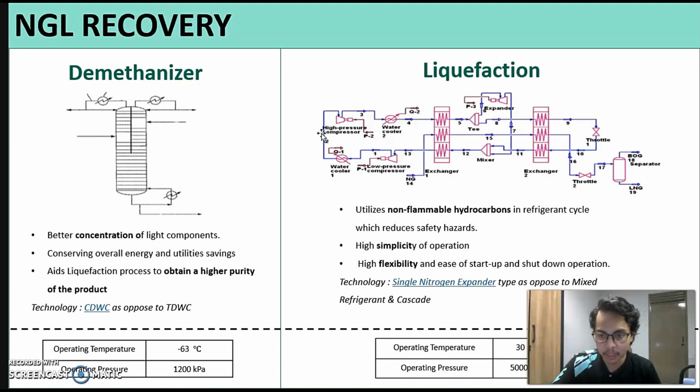And the next one is liquefaction, where we want to liquefy methane from vapor to liquid phase, and it must utilize non-flammable hydrocarbons in the refrigerant cycle, which will reduce safety hazards, with high simplicity and high flexibility to ease the startup and shutdown operation. The technology we have chosen is single nitrogen expander, compared to mixed refrigerant and cascade. And the operating temperature and pressure is 30 degrees Celsius and 5000 kilopascal respectively.